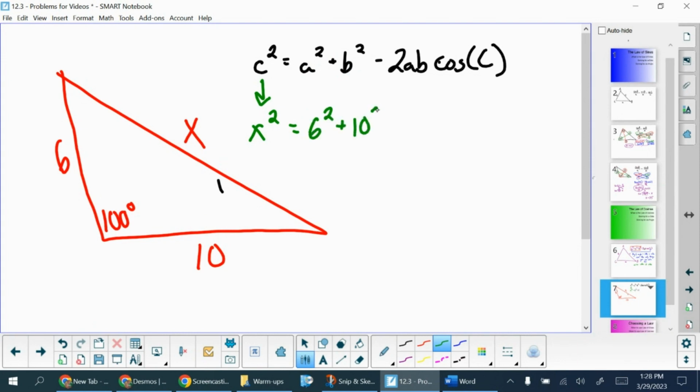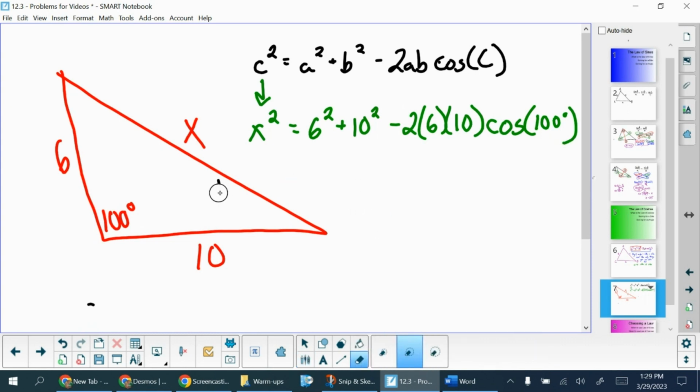6 squared plus 10 squared minus 2. And I'm going to go ahead and put these in parentheses. I could have put them in parentheses over here, but I didn't need to. Over here, it's going to make it much more clear that this is 2 times 6 times 10 instead of 2,610. Times the cosine of my angle, the one that's across from the thing I'm solving for, is 100 degrees. Now, here's the best part about using the law of cosines to solve for a side. We are 99% of the way to this thing already being solved for x. Right now, it's x squared equals.